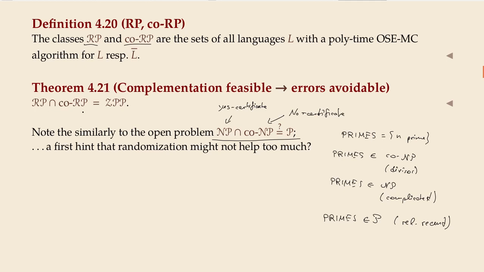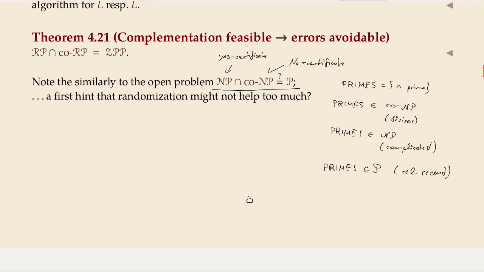Interestingly, for the randomized classes, the corresponding question is actually very easy, and we can settle that with a simple proof. And that also might be a first hint that randomization is a good deal weaker a concept than non-determinism, because for non-determinism this is still unclear whether you can find an algorithm that always gives you one certificate or the other. Now let's prove this theorem 4.2.1.